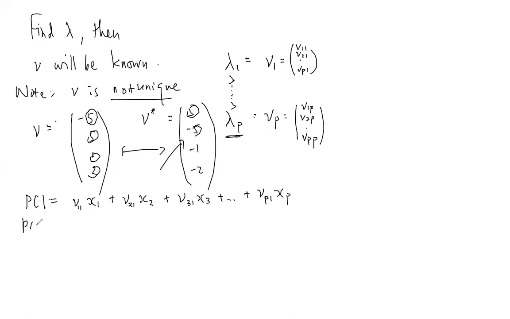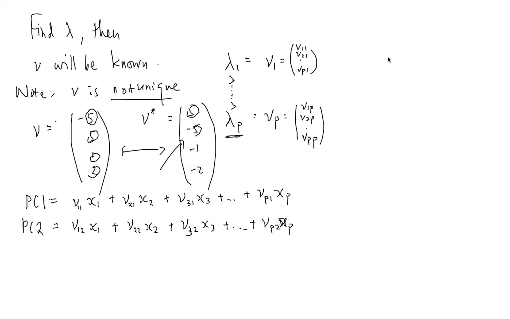So your PC2 will be equal to V12 x1 plus V22 x2 plus V32 x3 plus ... plus VP2 xP.